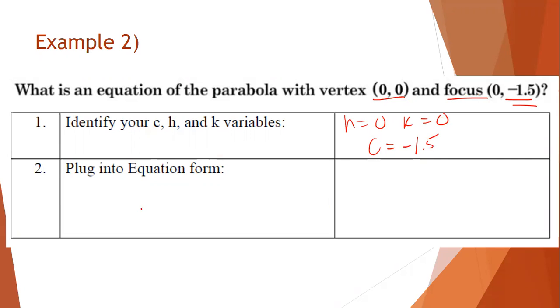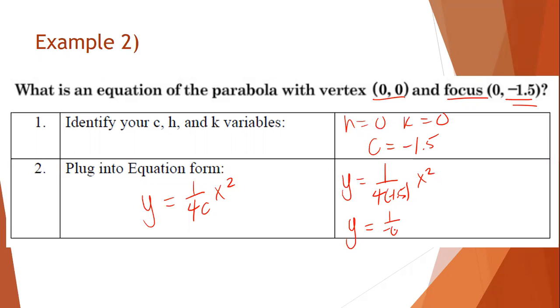Negative 1.5. Because it's at the origin, you should have used 1/4 C X squared. So that gives us Y equals 1/4 times negative 1.5 X squared. If you owe 4 people $1.50, how much are you spending? 6. So negative 6 X squared.